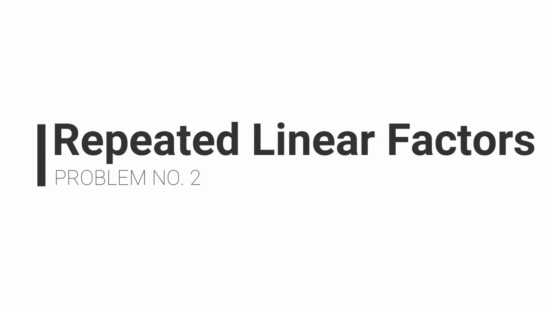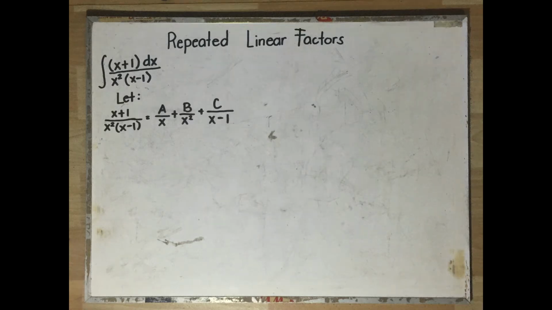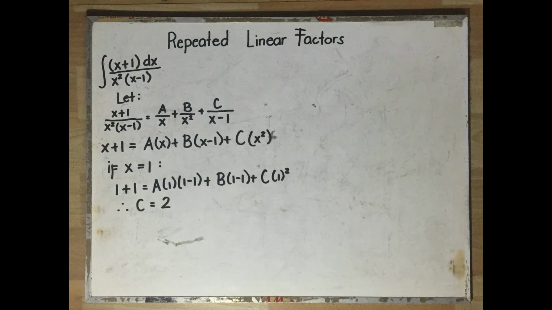The second example would be integration of the quantity of x plus 1 times dx over x squared times the quantity of x minus 1. Let x plus 1 over x squared times the quantity of x minus 1 is equals to a over x plus b over x squared plus c over x minus 1. X plus 1 is equals to a times x plus b times the quantity of x minus 1 plus c x squared. If x is equals to 1, 1 plus 1 is equals to a times the quantity of 1 times the quantity of 1 minus 1 plus b times the quantity of 1 minus 1 plus c times the squared quantity of 1. Therefore, c is equals to 2.